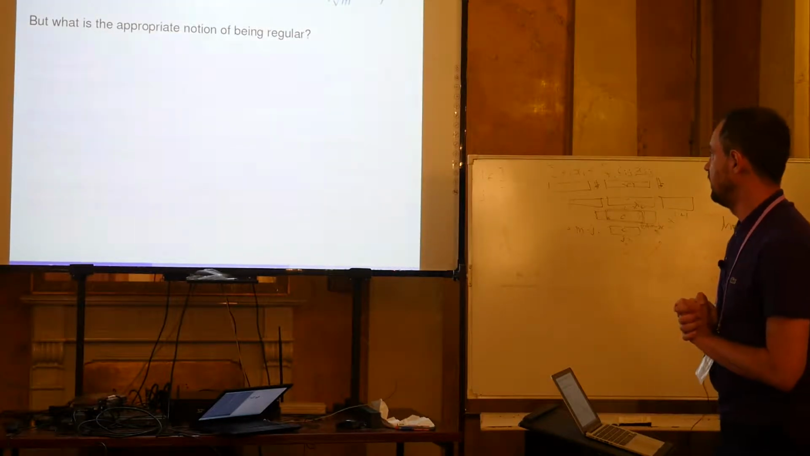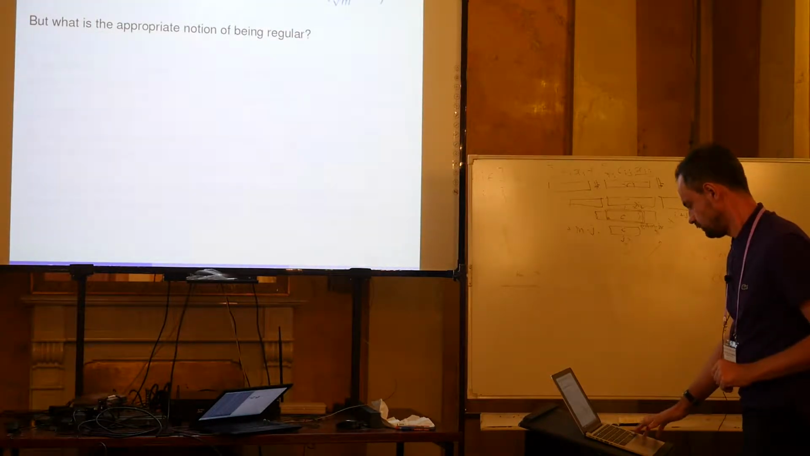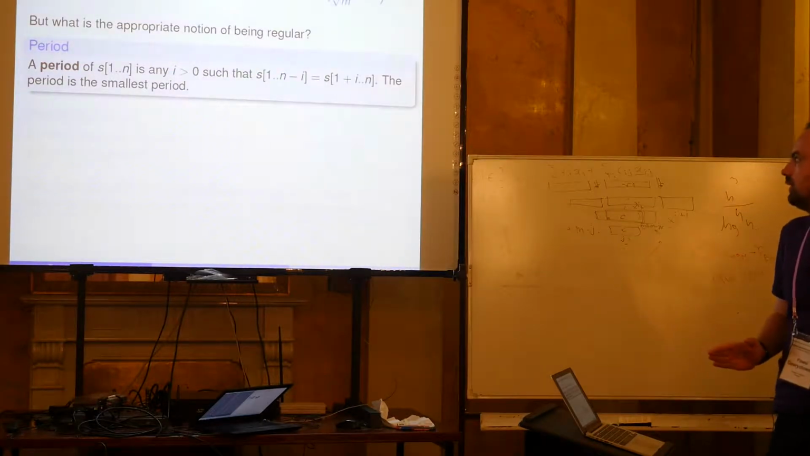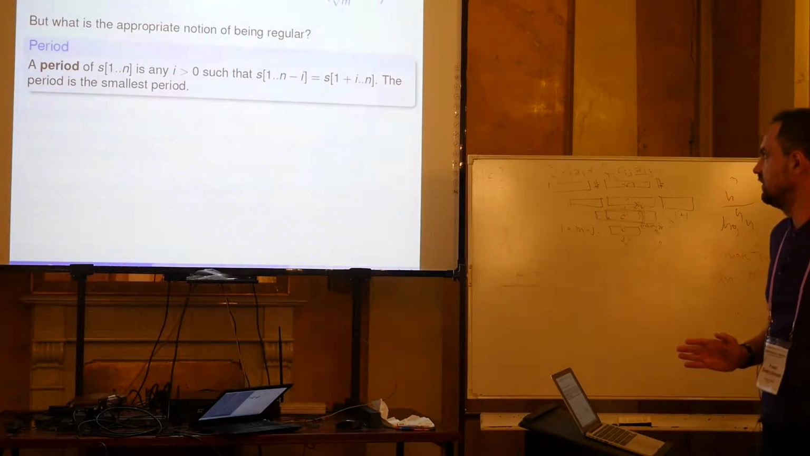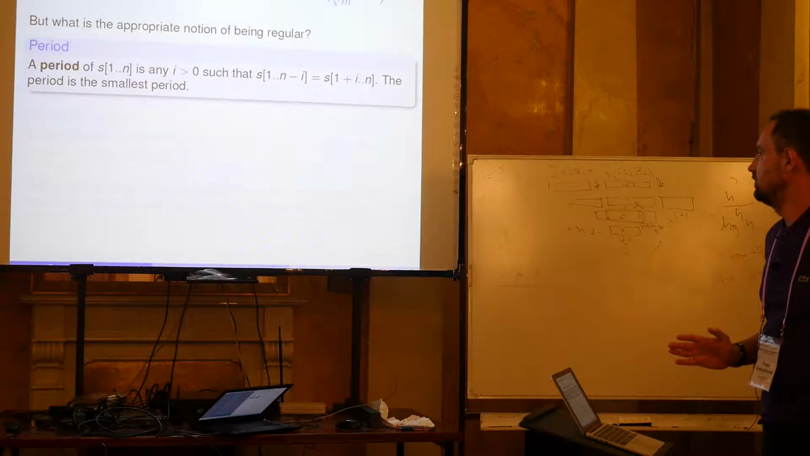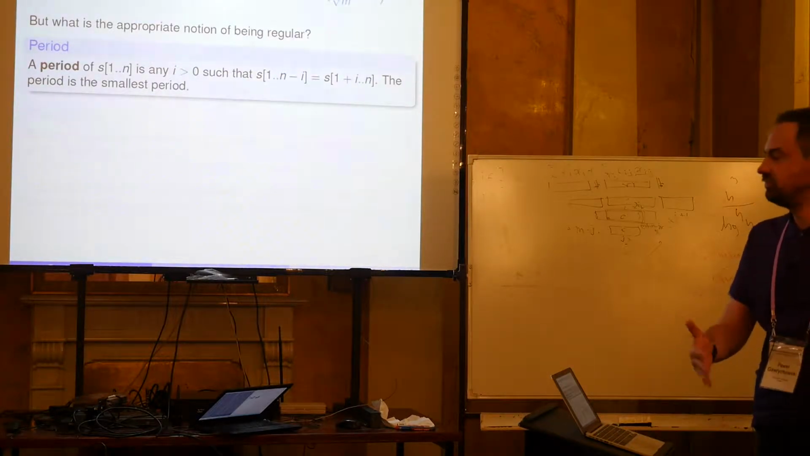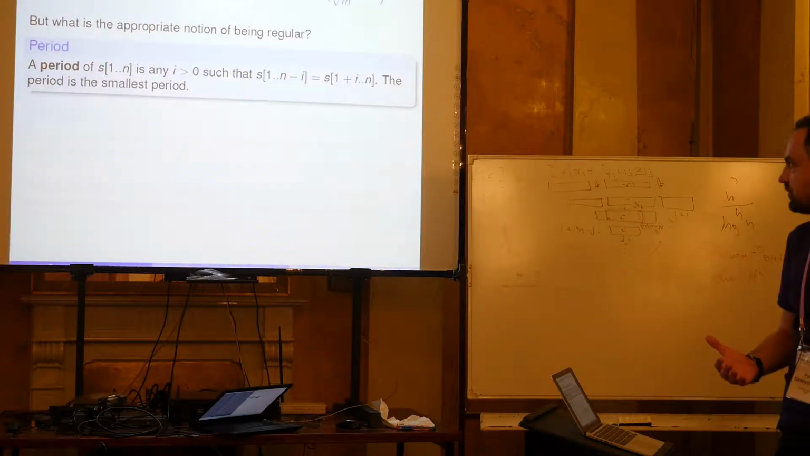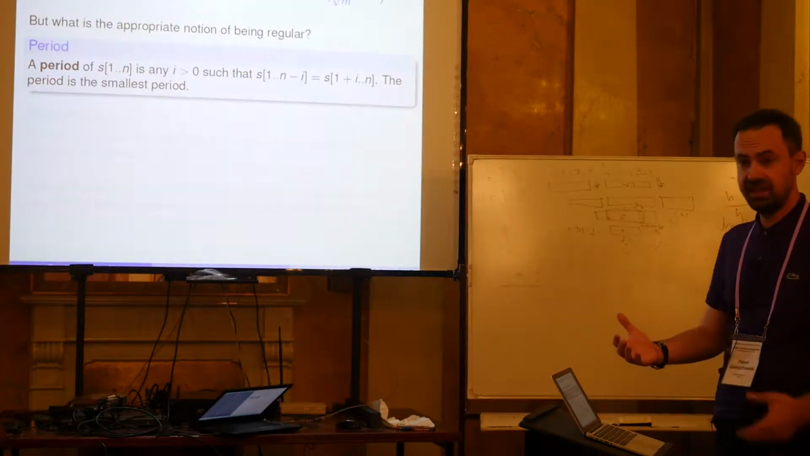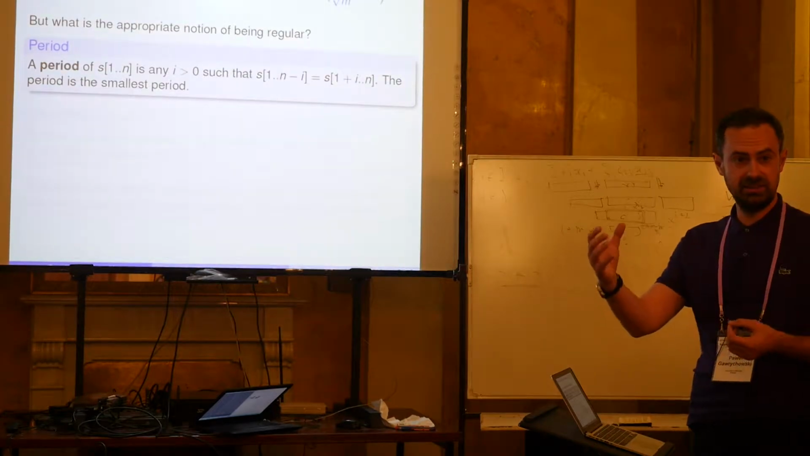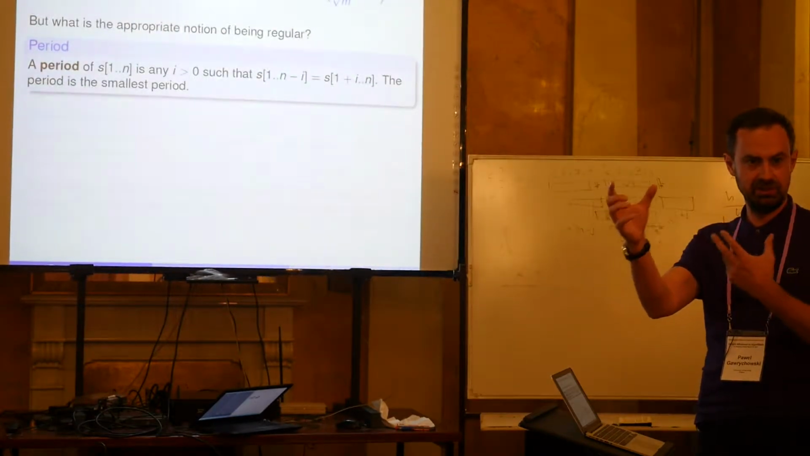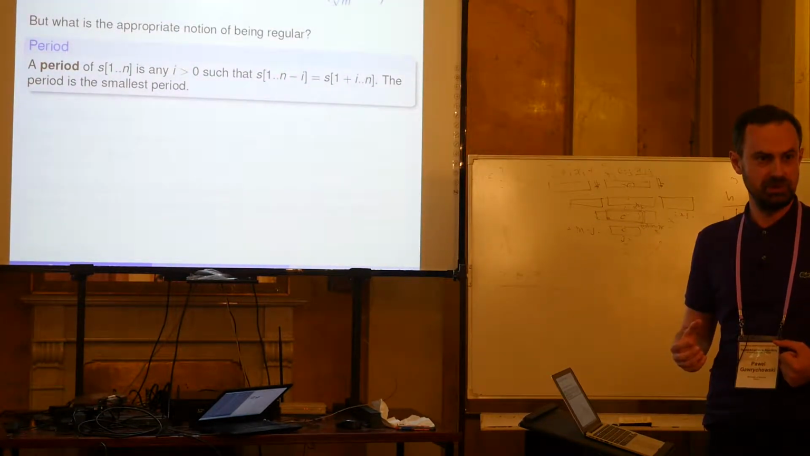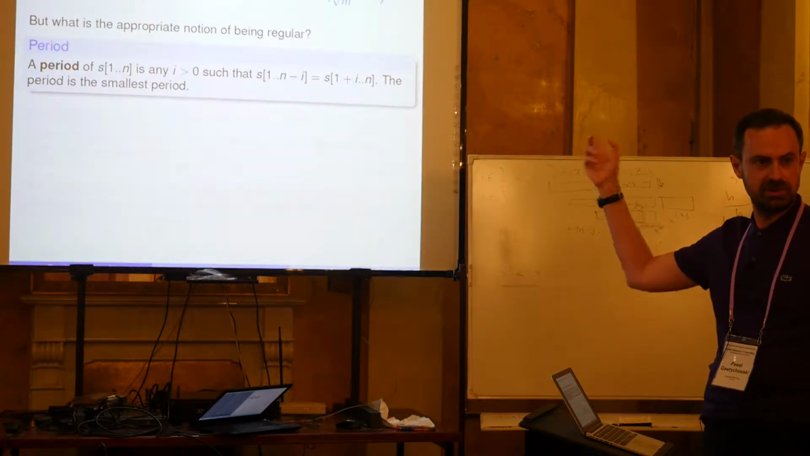So here we will need a slightly different notion. Again, period of string S is a number I such that the character at position j is the same as the character at position j plus I. Or in other words, if you take the first n minus I characters and the last n minus I characters, you get the same string. Okay? Can you see that this is the same?